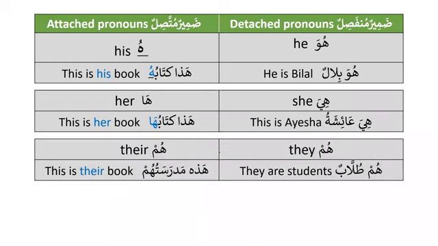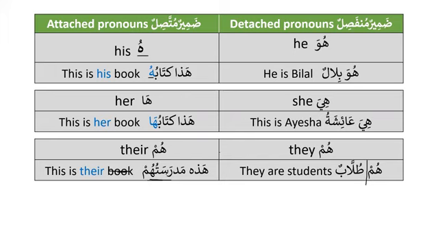For the plural masculine, we have seen that hum is used for the masculine plural. Hum tullabun, they are students, and hadhihi madrasatuhum, this is their school. Okay, so now we can see here that hum is being used as subject, so it is being used as a detached pronoun, but here in madrasatuhum, it is used as mudaf ilayh. So we know that the attached pronoun, when it comes with a noun, will be mudaf ilayh.